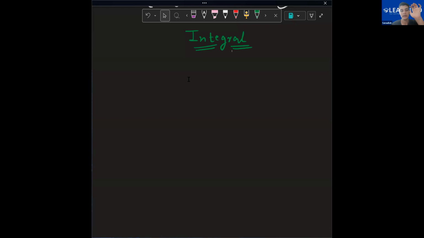Definition with some area, area under a curve. Yeah, and the area under a curve. Good. Okay, so both the definitions are correct. Integral is the inverse of the derivation process, and it is also the area under the curve.